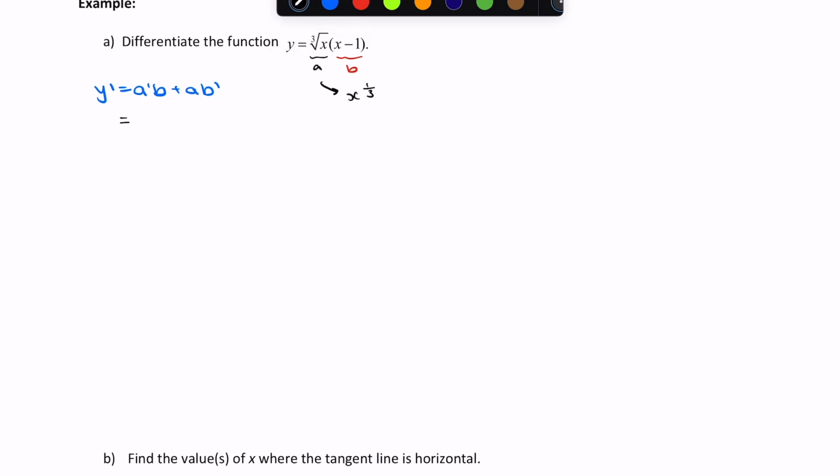So for a prime, bring the value down. So again, the derivative of this function is 1 over 3, and we bring that down, x to the power of n minus 1. So 1 over 3 minus 1, which is -2 over 3. So here we can write that 1 over 3, x to the power of -2 over 3 times b, which is x minus 1, plus a, which is the cube root of x, times b prime, which is just 1.